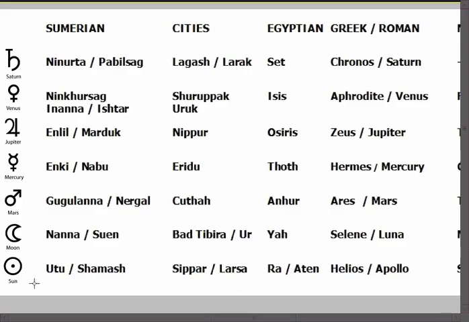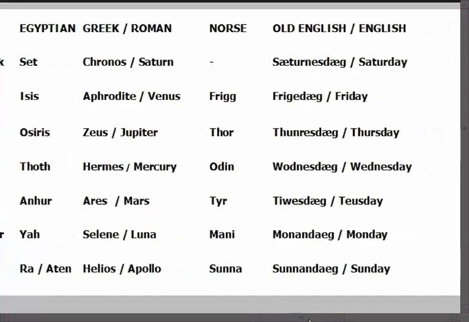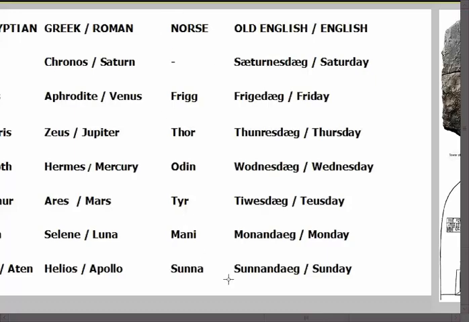Horus is not the sun god. Horus was the god of light. There is a distinction there. Greco-Roman, Set became Kronos or Saturn, Isis became Aphrodite and Venus, Osiris became Zeus and Jupiter, Thoth is Hermes or Mercury, Anhur is Ares, Mars, Yah is Selene or Luna, and Ra became Helios / Apollo. These became, in the Norse, Messuna, Mani, Tyr, Odin, Thor, and Frigg, which then became, of course, our days of the week: Sunday, Monday, Tuesday, Wednesday, Thursday, Friday, and Saturday.